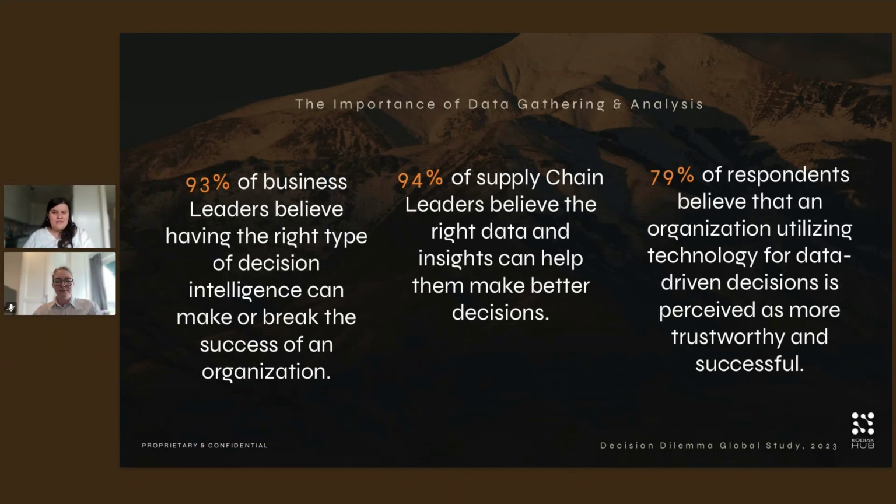It's something that is actually key for your organization. 93% of all business leaders say that they need to have a system in place, because one of those decisions can make or break their success. And that's actually really true also for supply chain leaders. 94% believe that the right data or insights can help them make better decisions. And 79% of those respondents believe that an organization that uses data-driven decisions is more trustworthy and also more successful. So it is quite important to gather data and do the analysis.